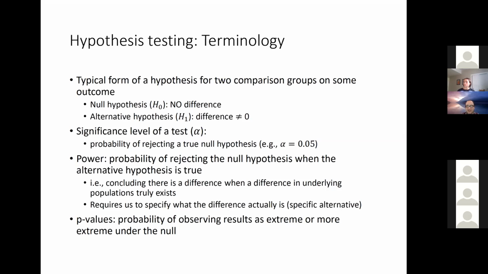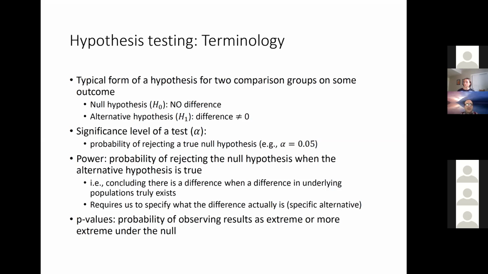So the significance level of the test, or alpha, is the probability of rejecting a true null hypothesis. And that's typically going to be 0.05. So this is your type 1 error rate, if you've heard that term. There's a lot of terms for these various things.